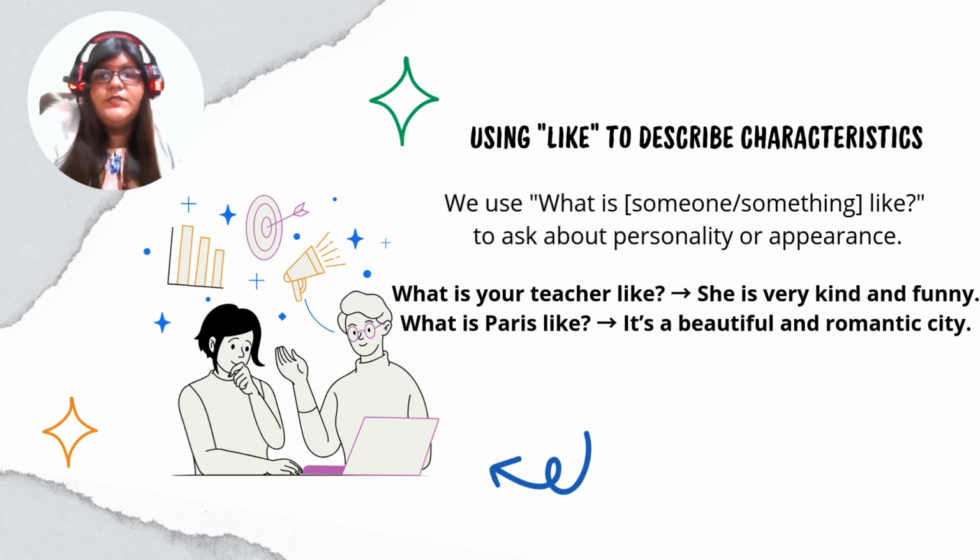If you see here, we can also ask characteristics about a country, about a food, and the example says, what is Paris like? Paris is what? A city in another country. And you could simply say it's a beautiful and romantic city.